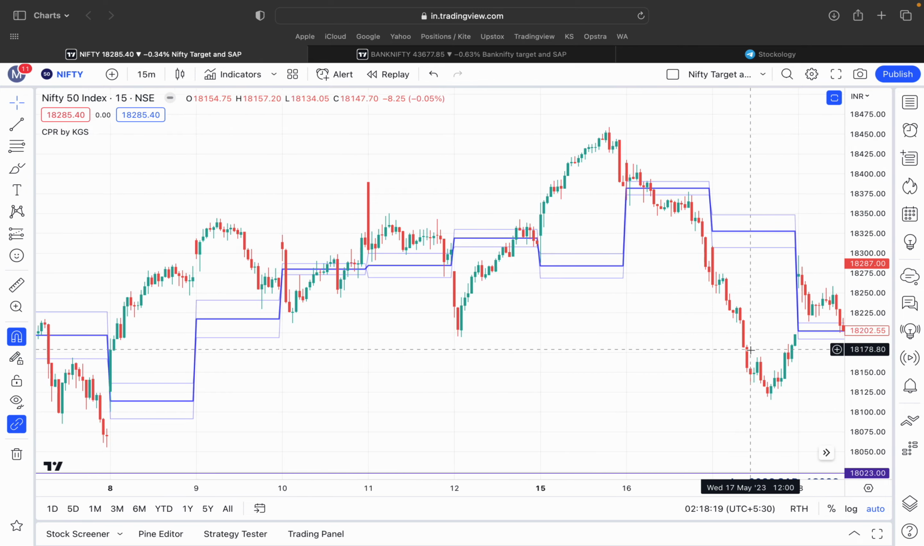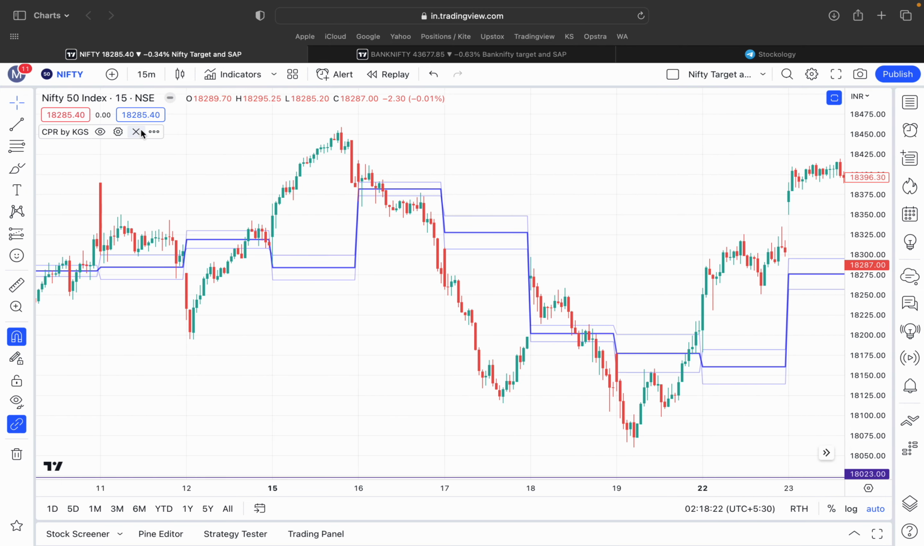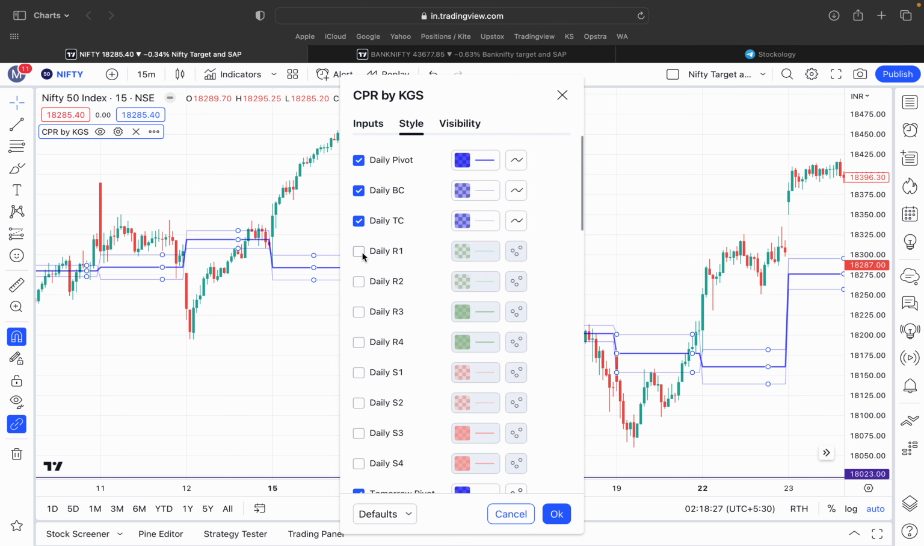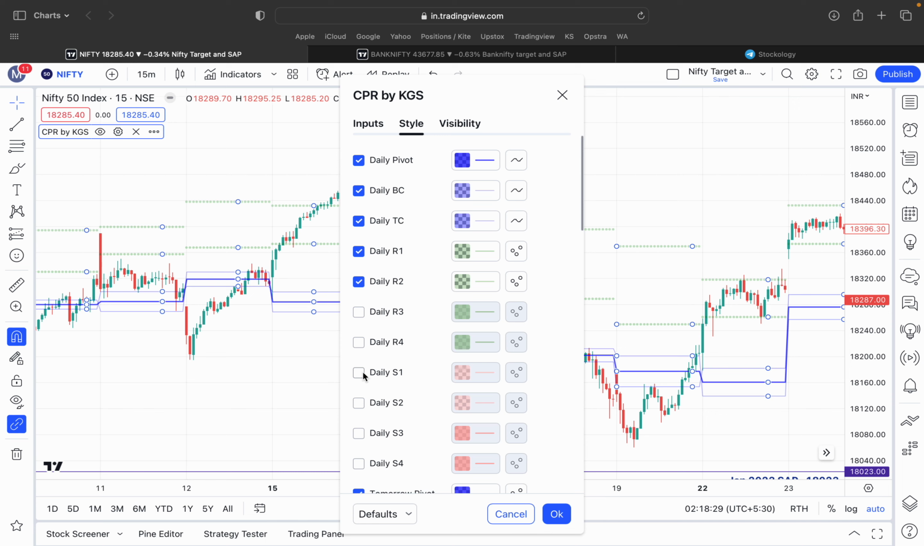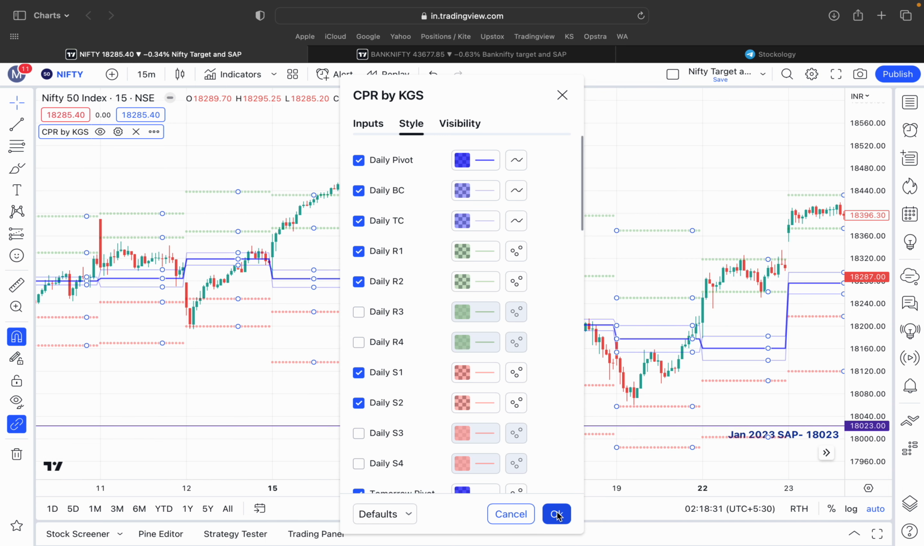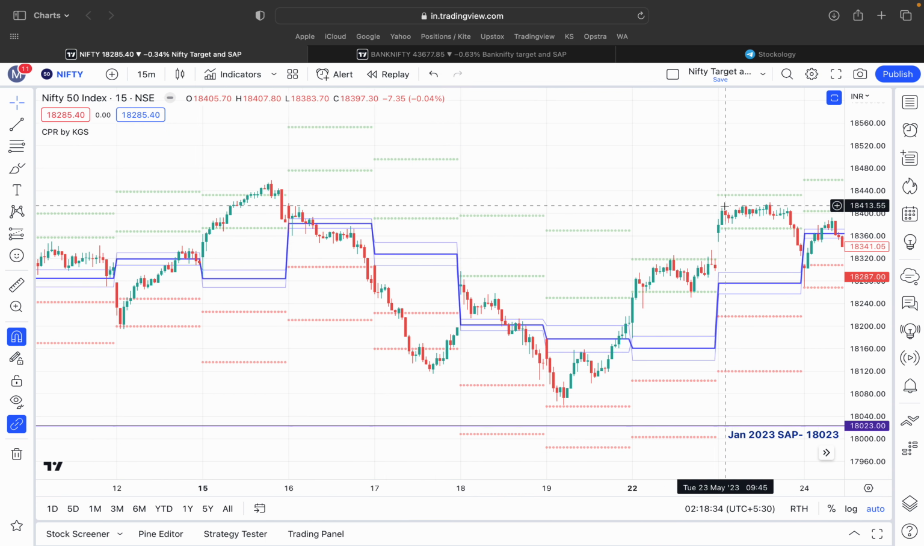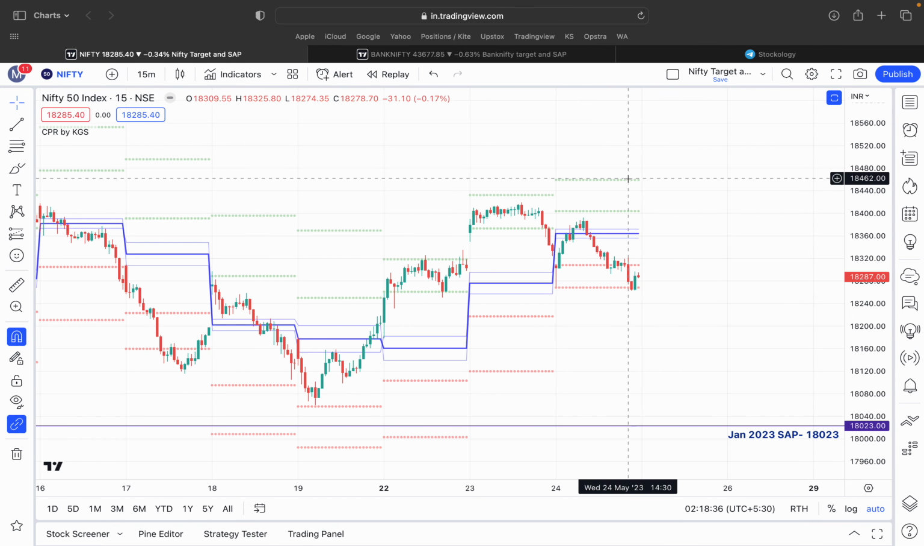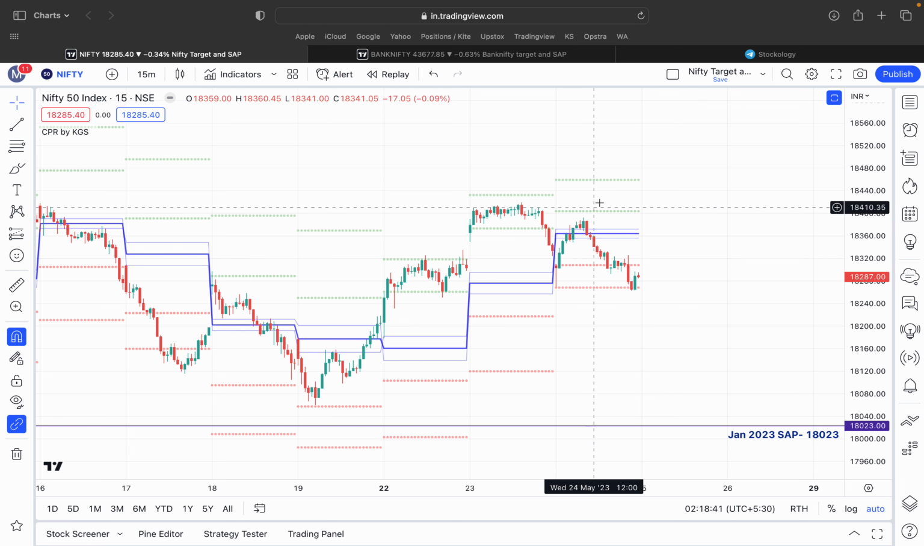Coming to the third useful aspect, for that I need to go to the settings, and then I need to click on R1, R2, S1 and S2. Now what are these R1 and R2? This is nothing but resistance 1 and resistance 2 and support 1 and support 2. So obviously resistance will be above the CPR and supports will be below. These are the automatic resistances and supports which are marked there. Okay, so how do we use this?